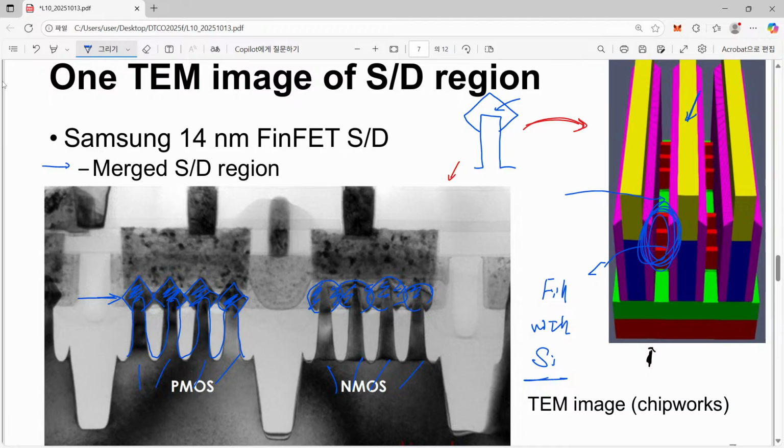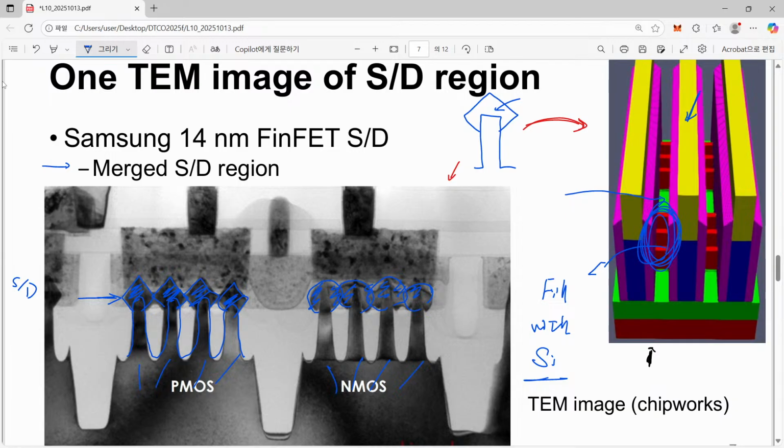But here, we are currently looking not at the gated part, but just source and drain. And different fins are merged. So even at this silicon level, they are merged. Then is it good or bad? Please think about the pros and cons of this merged source and drain.